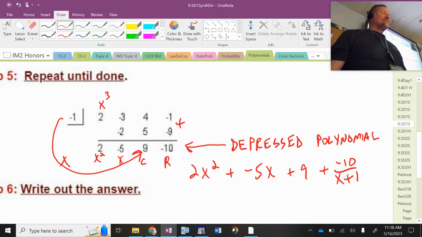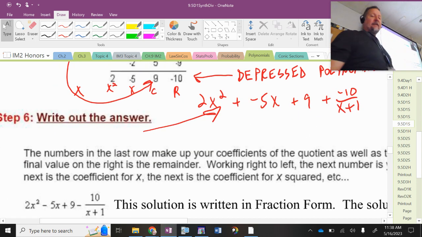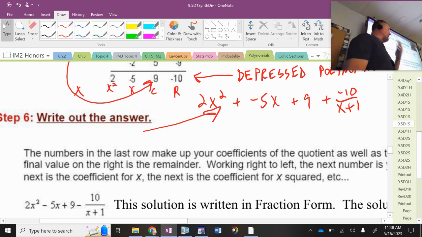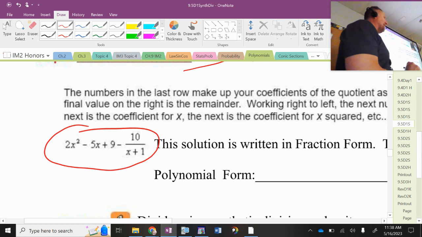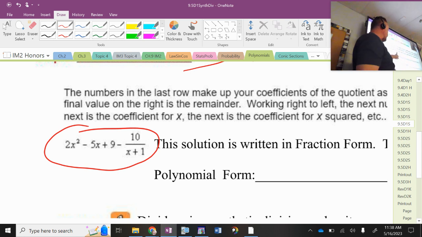Okay, and then write out the answer. That's right there. Okay, translate the answer. All right, I hate doing this, but I taught it all 3 periods. This is the way we're going to write it, which is the long division answer as well. This is called fractional form. Writing the remainder as a fraction tacked on as a term at the end.